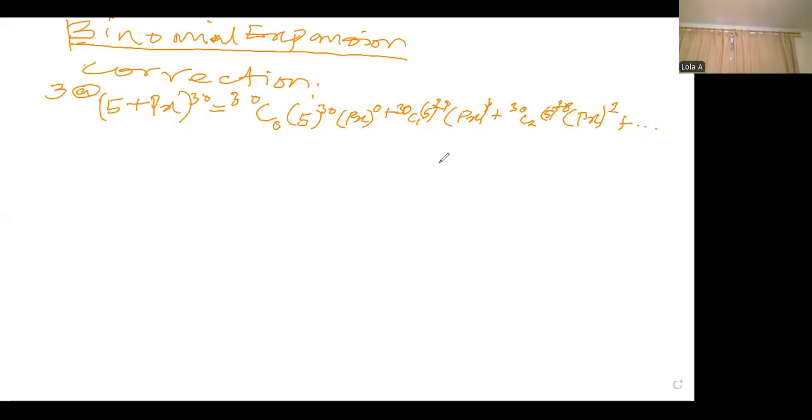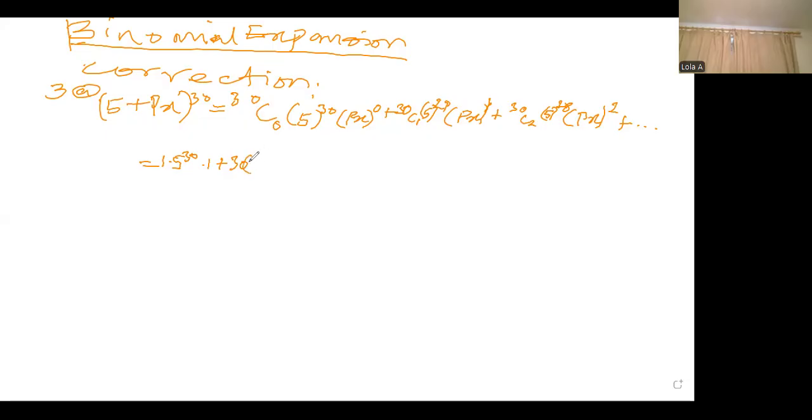stop there. Then I will now simplify that. Is that clear? So what is 30 combination 0? Of course, it's going to be 1. So I will have 1 times 5 raised to power 30, which will be 5 raised to power 30. You don't need to press calculator for that. Then px raised to power 0 will be 1, so times 1, you have that. Plus the second term, 30 combination 1 will give me 30.